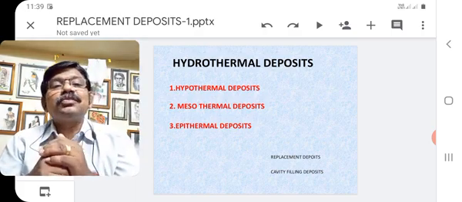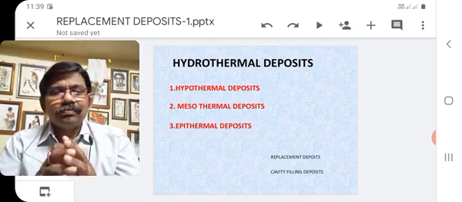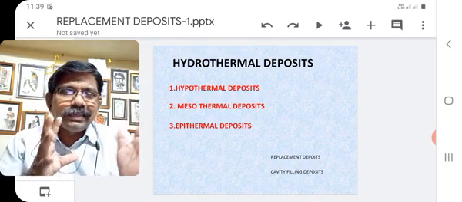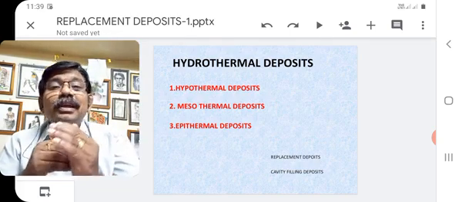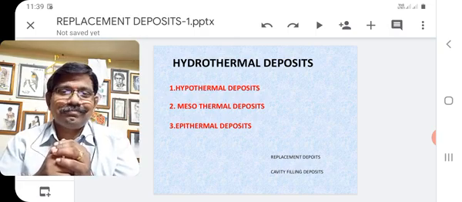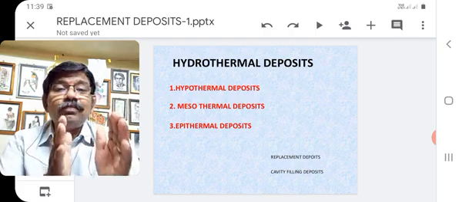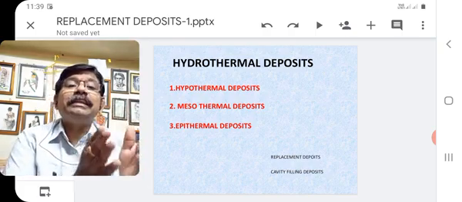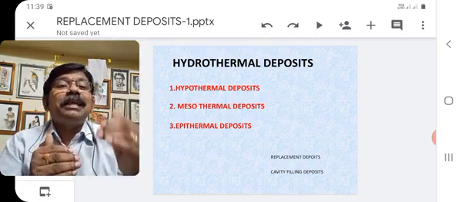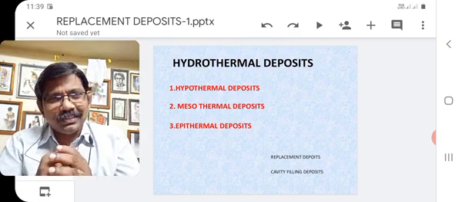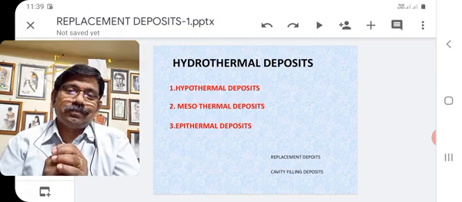The second one is the mesothermal deposition. Meso means medium, that is that grade. What is that? 300 to, suppose, 200 degrees Celsius. Those formed between 300 and 200 are said to fall in the mesothermal deposits. The last one is epithermal deposits. They are low temperature deposits, below 200 degrees down to 50 degrees.